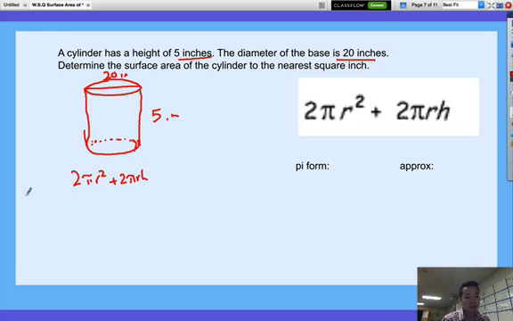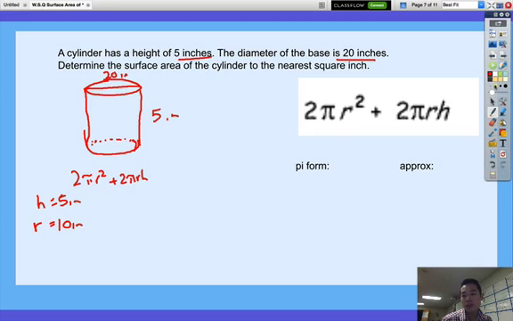Alright, there's my formula. Step 2, identify the key components. I know that the height is 5 inches. And I know that I need the radius. The diameter is 20 inches. Half the diameter is the radius, which would be 10 inches. And then from here, I just substitute the numbers into the formula.